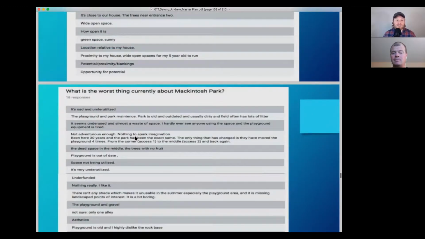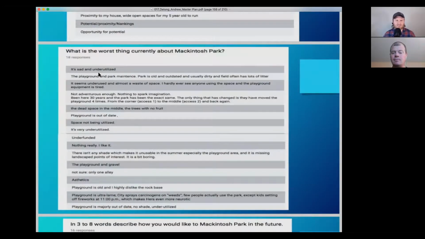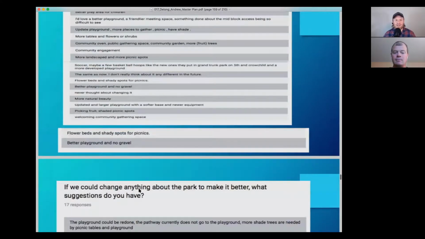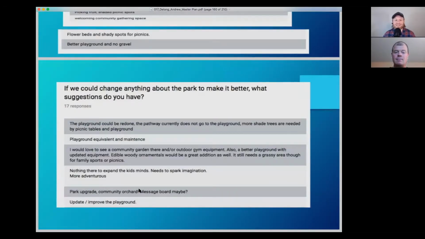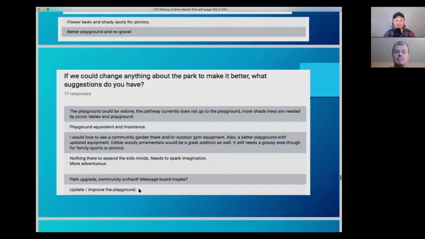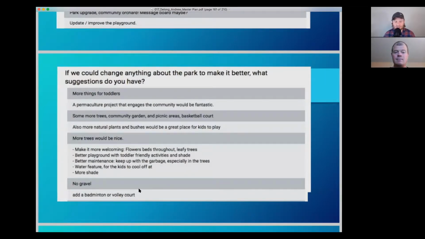What's the worst thing? Sometimes it's general, sad and underused. And then it's really specific, like the playground is old, or I highly dislike the rock base. And you can correlate that with a number of respondents. Describe how you'd like it to be in the future. What specific changes, what specific suggestions? If you could change anything, what would that be?